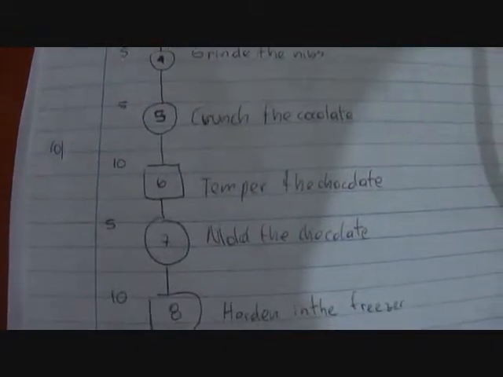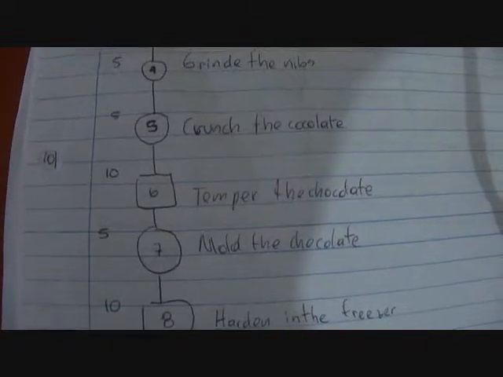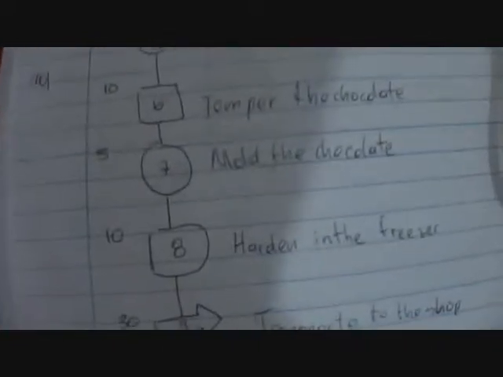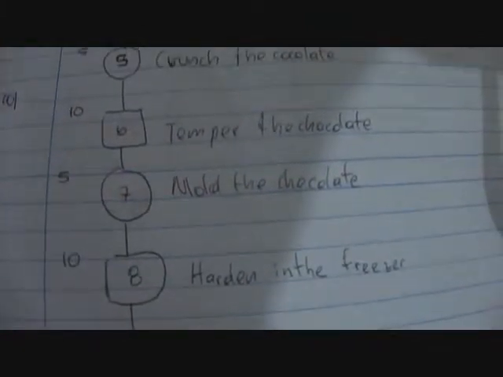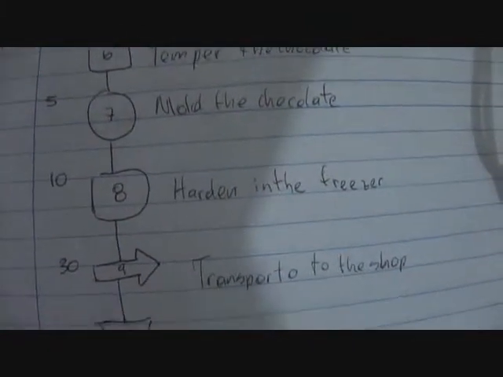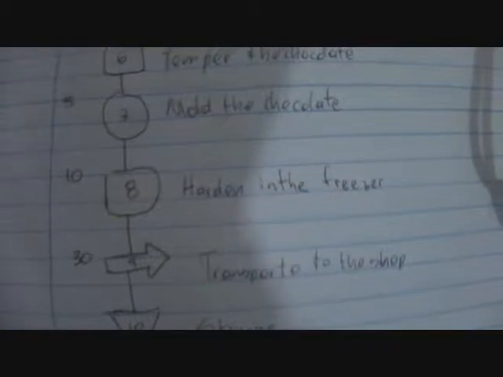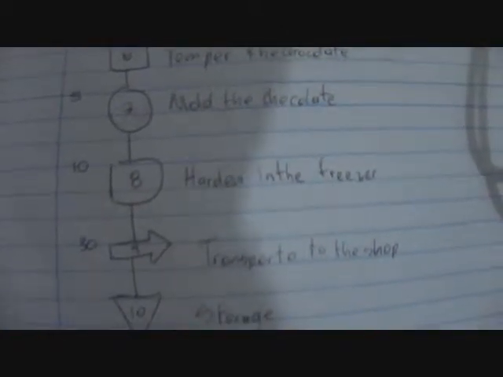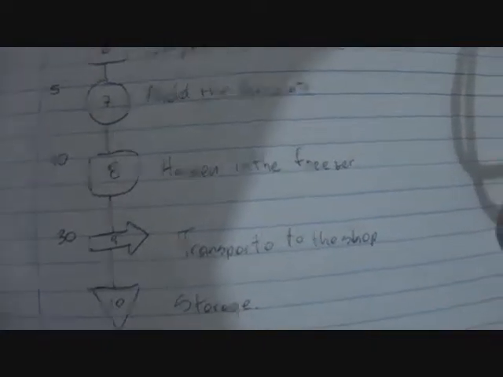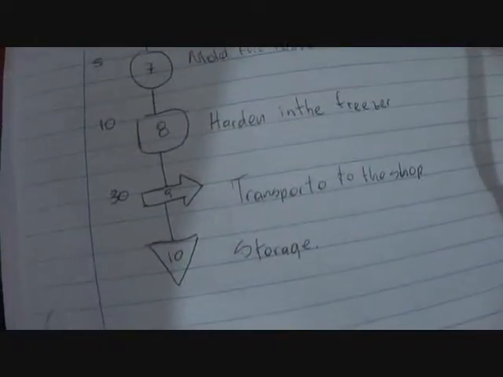7. Mold the chocolate, that is operation. 8. Harden in the freezer. 9. Transport to the shop, that is when the product is moved more than 1.5 meters. And 10. Storage. In the summary, we have to put all the symbols, the number of steps and descriptions, and the time of every step in the process.